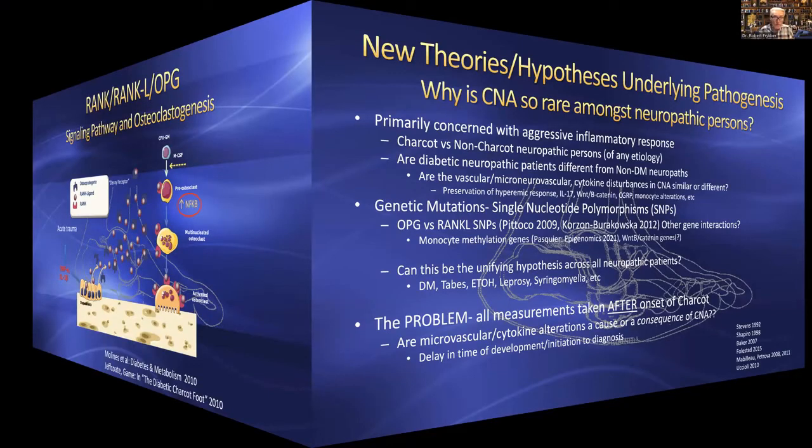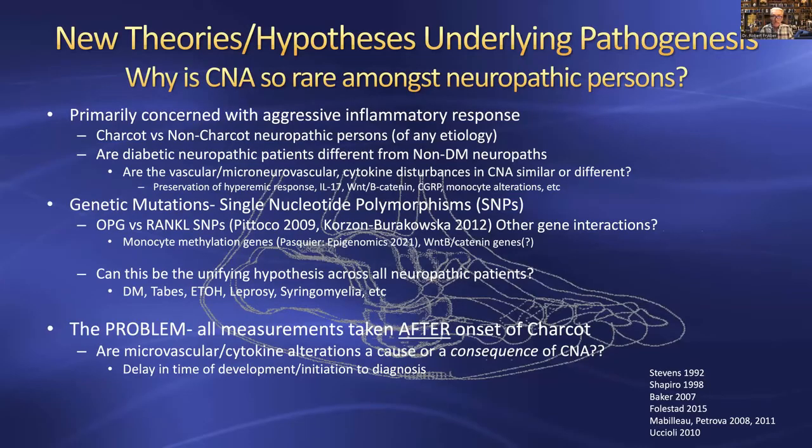Now, there are new theories and hypotheses underlying the pathogenesis of Charcot arthropathy, but we have to keep in mind, why is it so rare among neuropathic persons? There are neuropathies, not just diabetes, but tabes, Hansen's disease, leprosy. We see a lot of Charcot foot in neuropaths of alcohol abuse. So we see that very commonly. But what is the common link here?